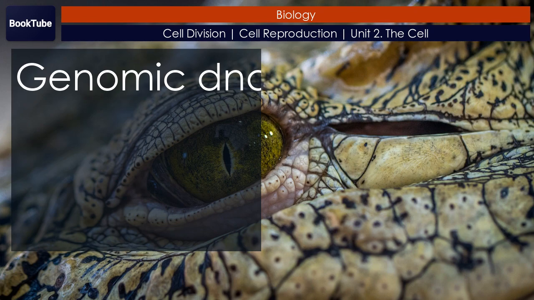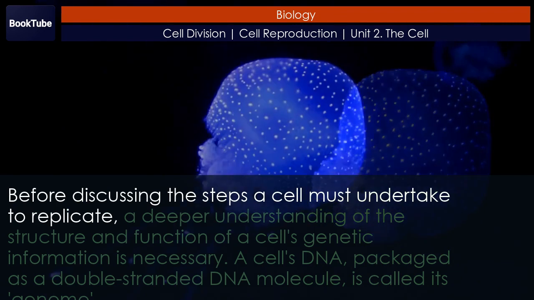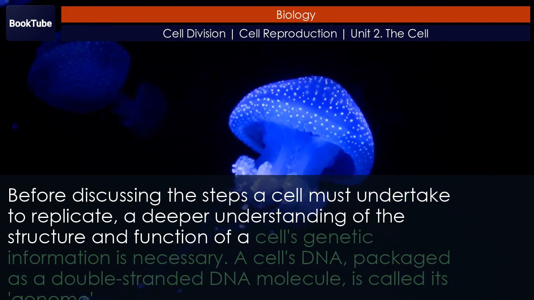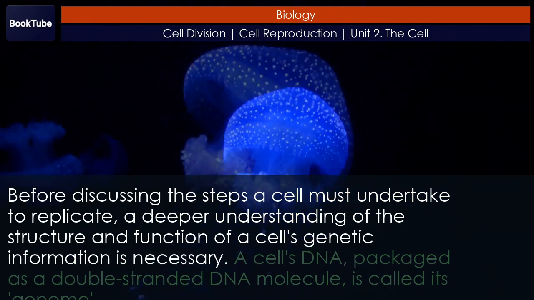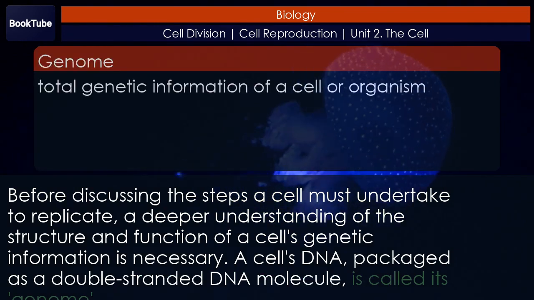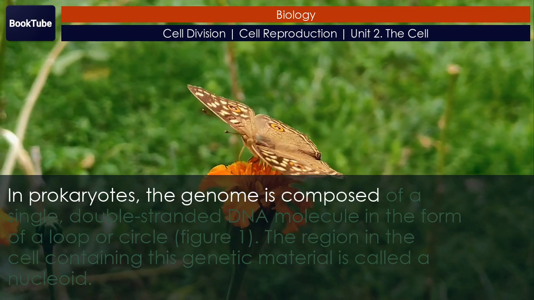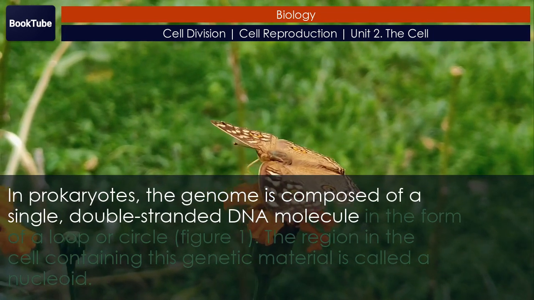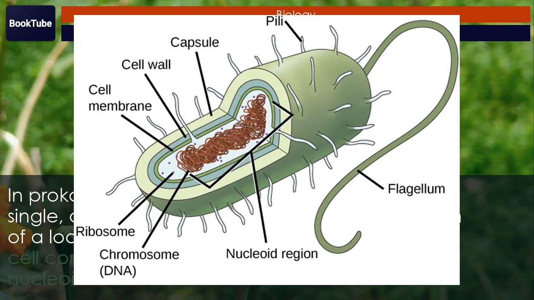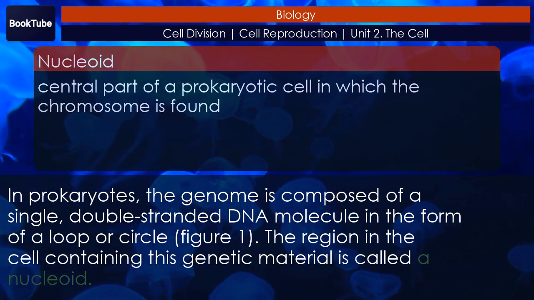Genomic DNA. Before discussing the steps a cell must undertake to replicate, a deeper understanding of the structure and function of a cell's genetic information is necessary. A cell's DNA, packaged as a double-stranded DNA molecule, is called its genome. In prokaryotes, the genome is composed of a single, double-stranded DNA molecule in the form of a loop or circle. Figure 1. The region in the cell containing this genetic material is called a nucleoid.